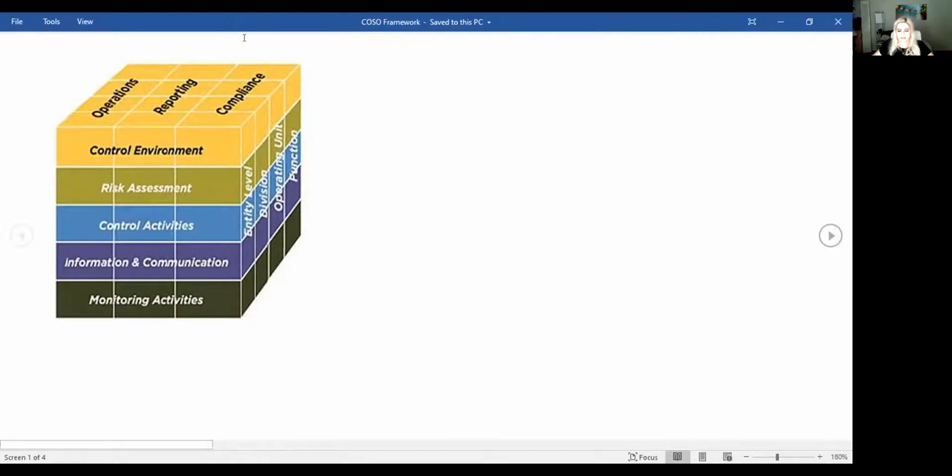So over here, we have the objectives of the COSO framework. Now, the COSO framework objectives is to ensure that operations and reporting and compliance requirements are met. So these are the objectives of COSO, of the COSO framework for internal controls. Let me write that a little better for you. Right, so these are the objectives of the COSO framework.